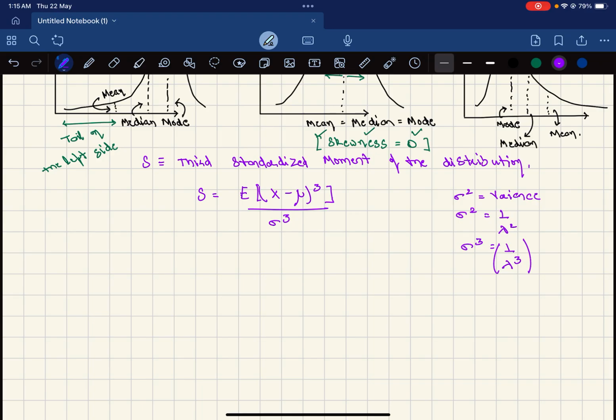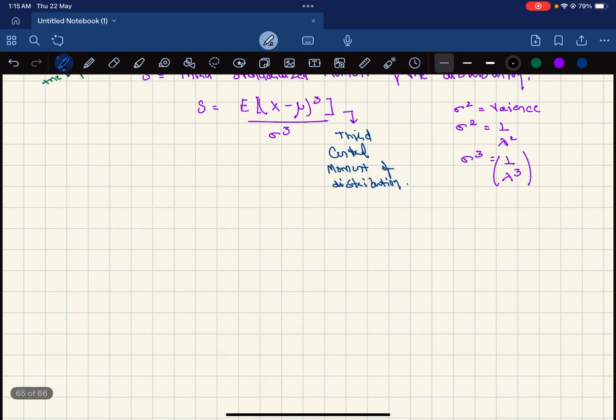Now the numerator here is actually nothing but the third central moment of the distribution. If you remember, we had looked at central moments in the previous session, where we had derived the first and second central moments for the exponential distribution, but here we do need the third central moment of the exponential distribution. So how do we do that? We first expand the (x minus mu) whole cube. So we calculate the numerator here.